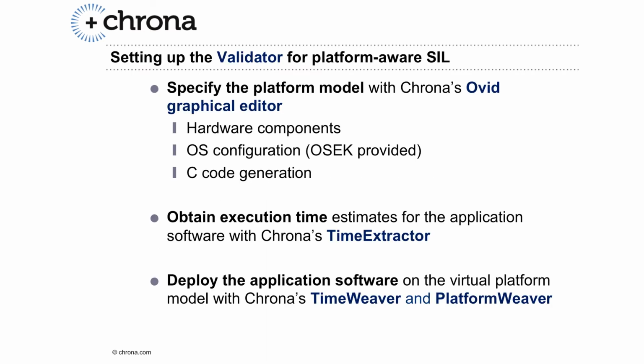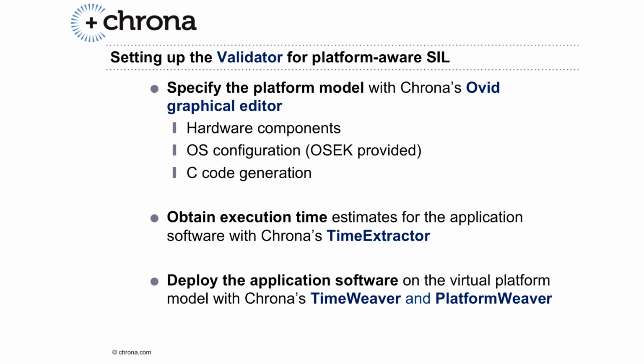This example illustrates how to create a validator platform model and how to set up the application source code to be executed in conjunction with this model. The platform model is specified with the Ovid graphical editor, which provides a library of generic components modeling behaviors of common hardware parts such as interrupt controllers, timers, and CAN bus controllers.